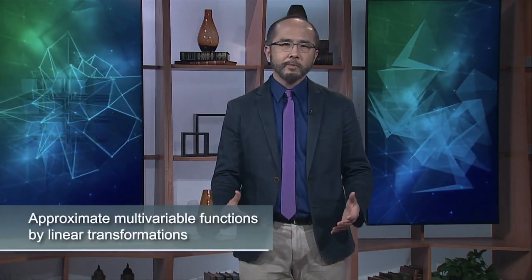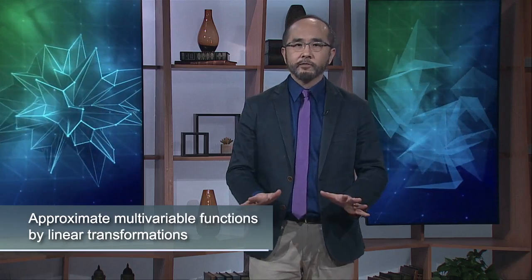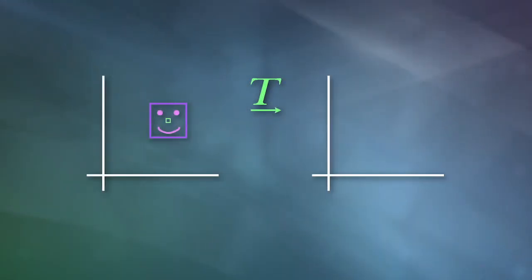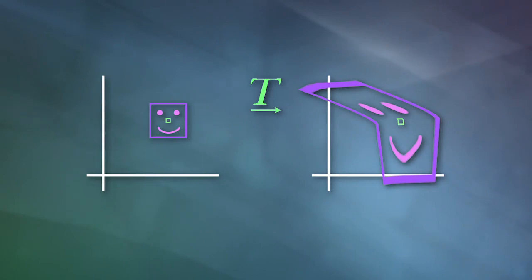Now, if a multivariable function is not linear, it is often approximately linear. This is one message of multivariable calculus, to approximate multivariable functions by linear transformations. For instance, look again at this function from R2 to R2. It does not send the square smiley face to a parallelogram. However, if the function is approximately linear, the word we use in calculus is differentiable, then small enough squares will get sent to things that are approximately parallelograms, like the nose on this face.